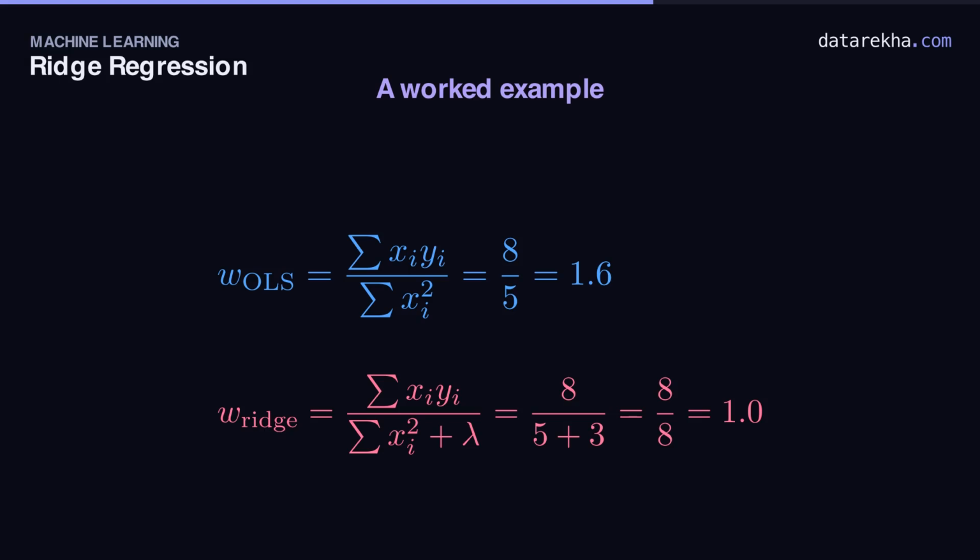Ridge adds lambda to the bottom. 8 over 5 plus 3, which is 8 over 8, exactly 1. The denominator got bigger, so the weight got smaller. And there it is. The coefficient shrank from 1.6 down to 1. Ridge pulled the weight towards 0, exactly as promised. On noisy, high-dimensional data, that shrinkage is what buys you a model that generalizes.